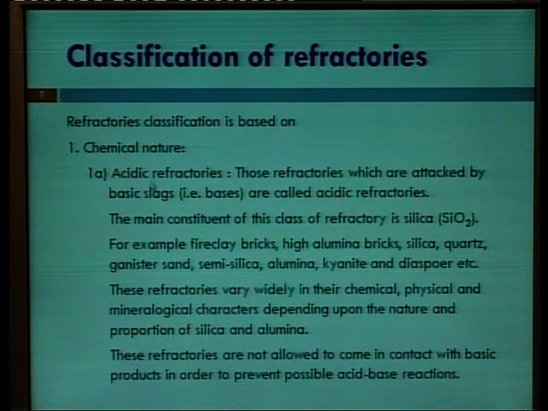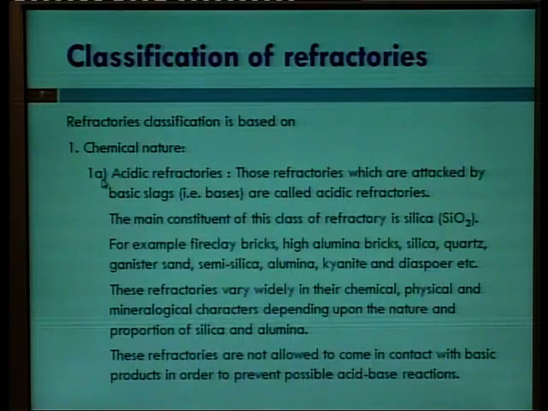One very important thing about acidic refractories is that they should not be allowed to come in contact with basic products, because as you know, these themselves are acidic. When they come in contact with bases, they undergo a neutralization reaction, an acid-base reaction. In order to avoid this, we are supposed to use acidic refractories mostly in acidic conditions, so that they will not come across bases and react with the material.